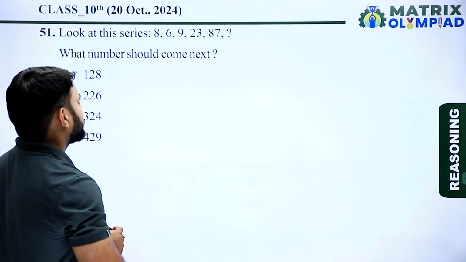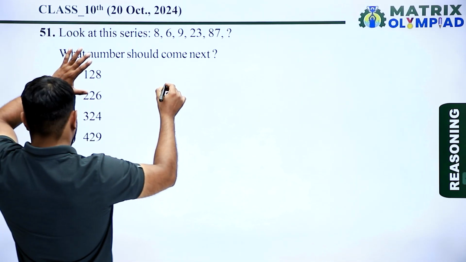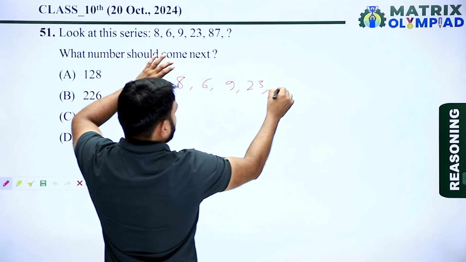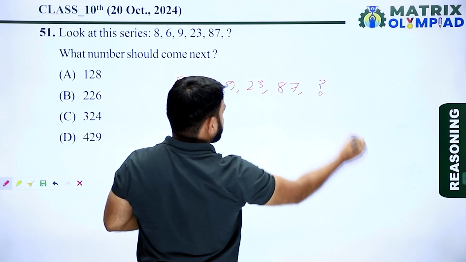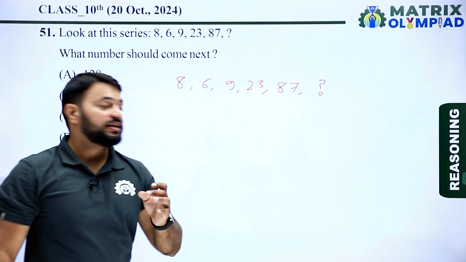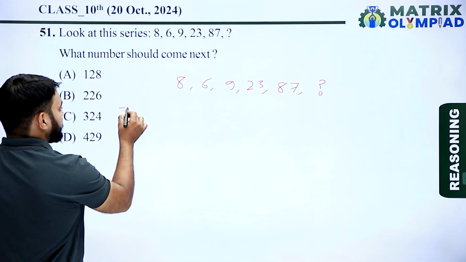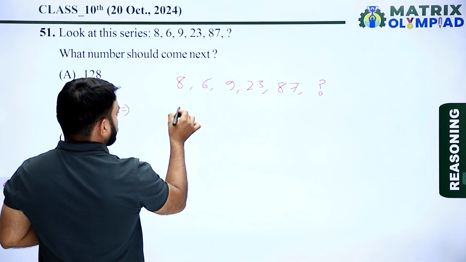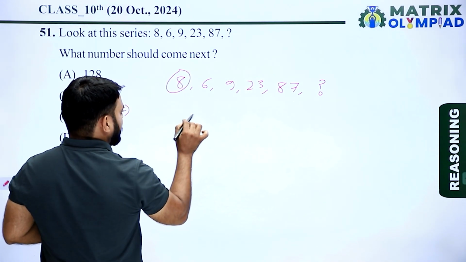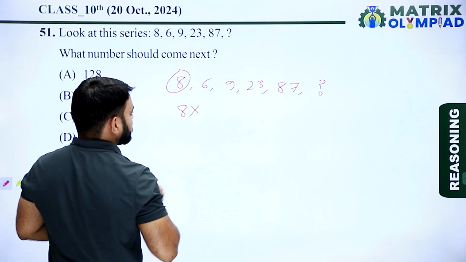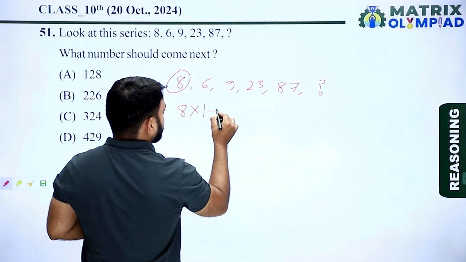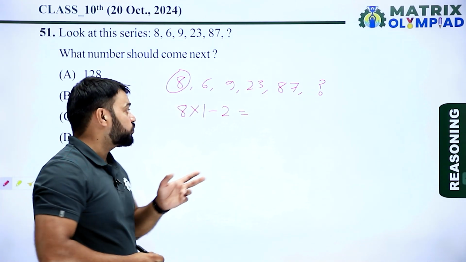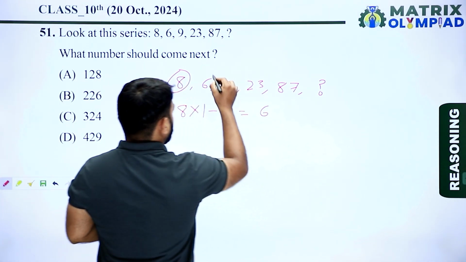Look at this. Find the next number of the given series. So series is 8, 6, 9, 23, 87 and next is missing. First find the pattern of the series. So first, we will find the pattern of this series. What is the pattern used in this series? Taking the first term, first term is 8. 8 multiply by 1 minus 2, it means 8 minus 2, it means 6.